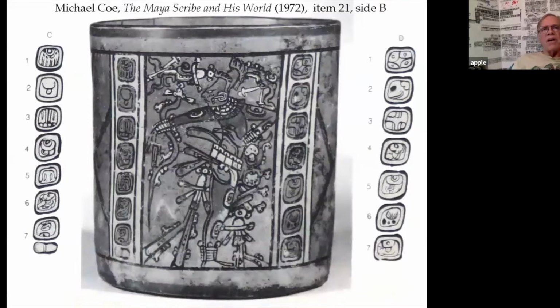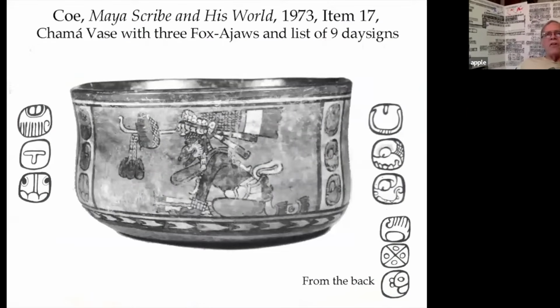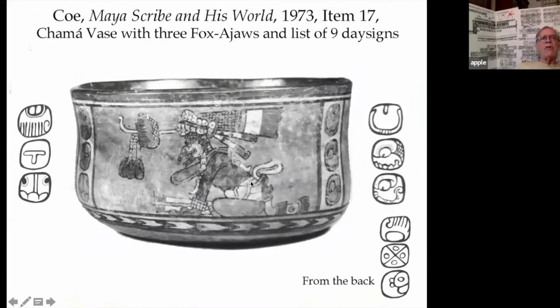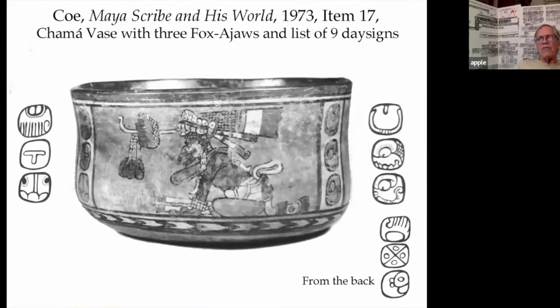Sorry, this is going back. This is another vessel, also from Maya Scribe in His World, that has Imish, Ik, Akbal, Kan, I guess, Chikchan, Kimi, Manik, Lamat, and so forth. So the backside of this is the third column of glyphs. So again, I think probably scribes started to read and write with the day signs, like modern Mayanists do. That's the first list you read, the day signs, and so that's probably this guy's entire vocabulary.